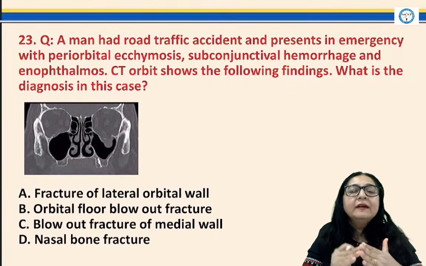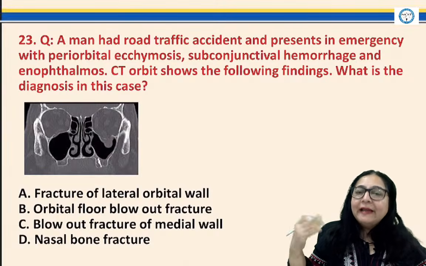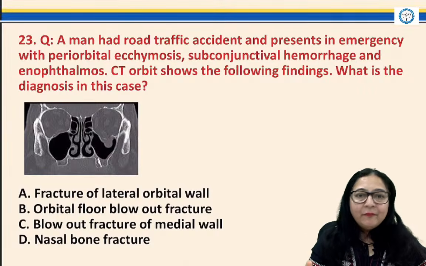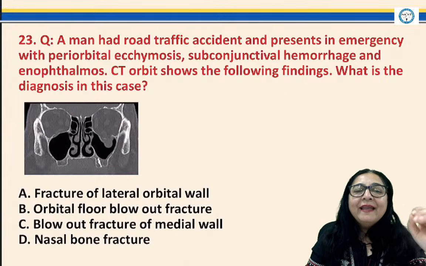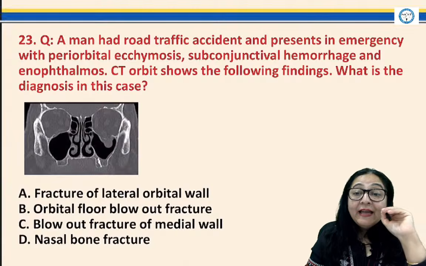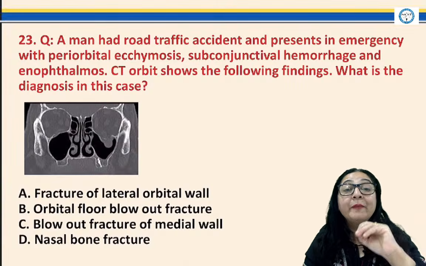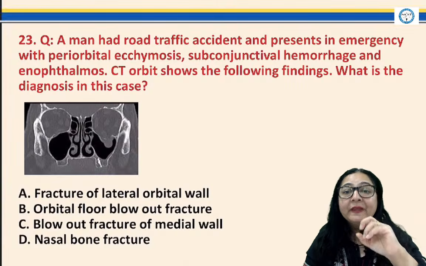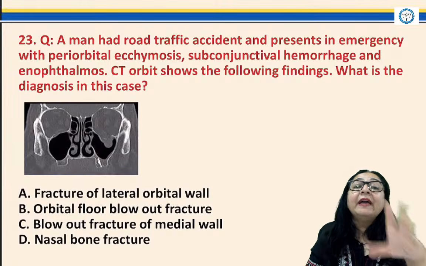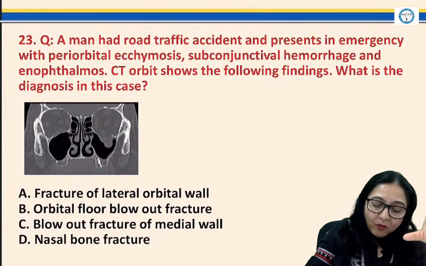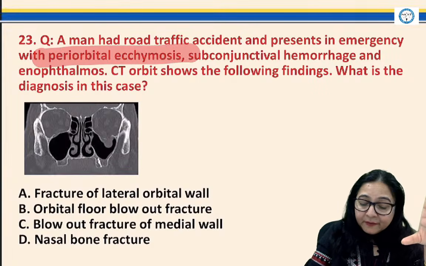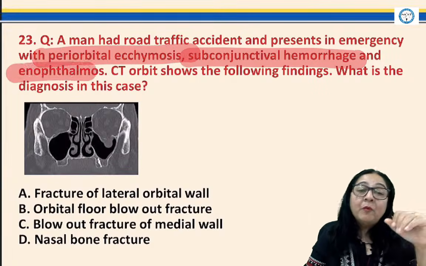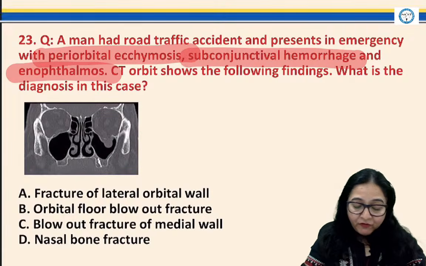Moving to another question, which again is a kind of repeat, but almost every time this question is asked, so let's not skip it. I'm very sure you'll be able to do this question, all of you, correctly. A man had a road traffic accident and presents in emergency with periorbital ecchymosis, subconjunctival hemorrhage, and enophthalmos. The CT orbit shows the following image.